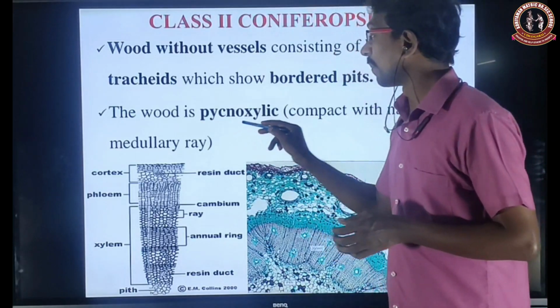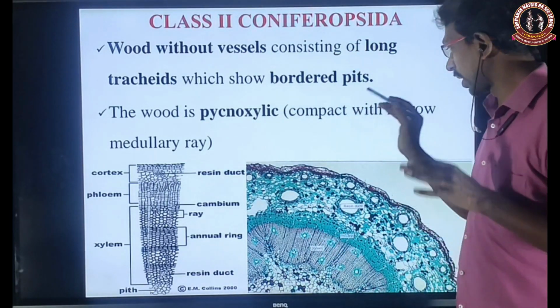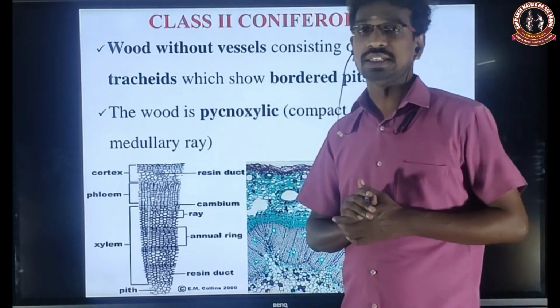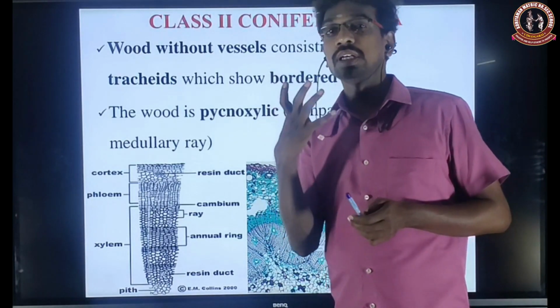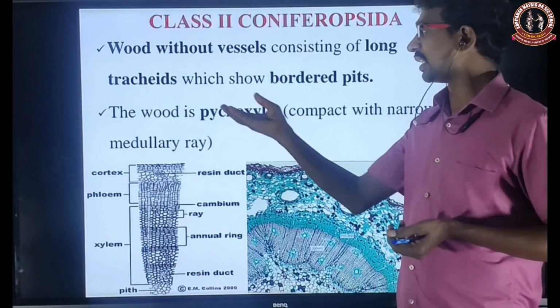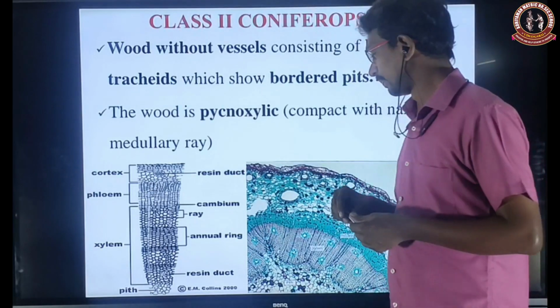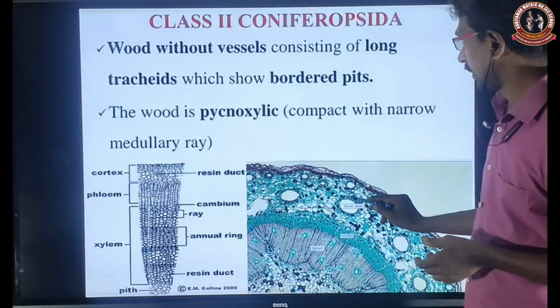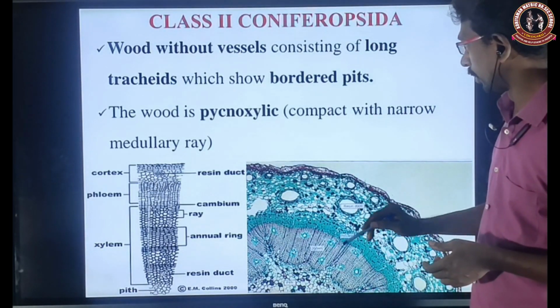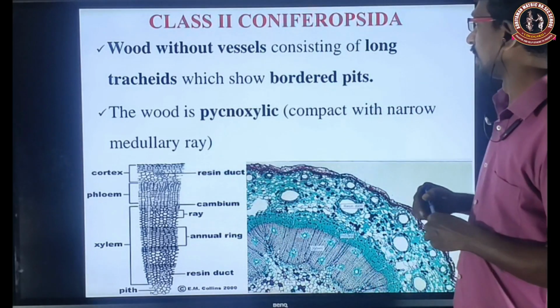The wood is pycnoxylic wood. That means it is very compact with narrow medullary rays. That means the wood is very hard, not porous. It's a non-porous wood, and it's economically significant. And you can note that resin ducts are present here.